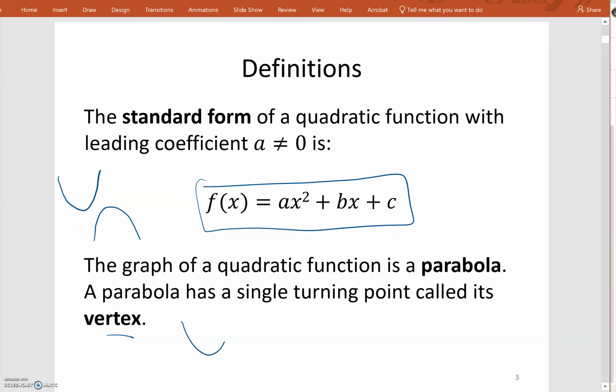Briefly explained, this parabola is concave up, and here's the vertex right there. This parabola is concave down, and there's its vertex. There's a lot of other little things that we can say about the domain and range and so forth, and we'll get into all that.